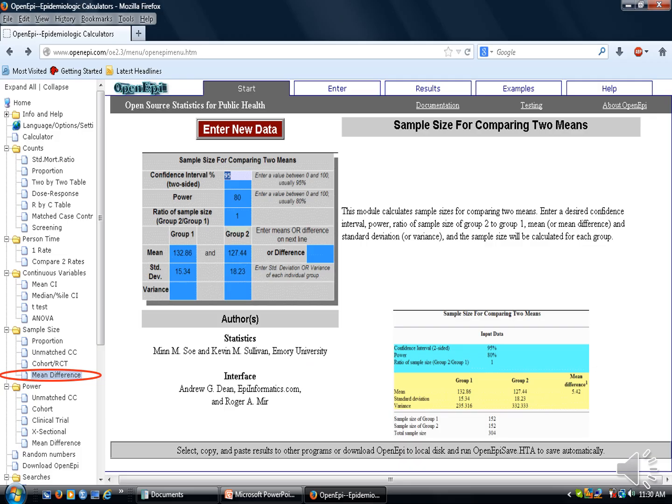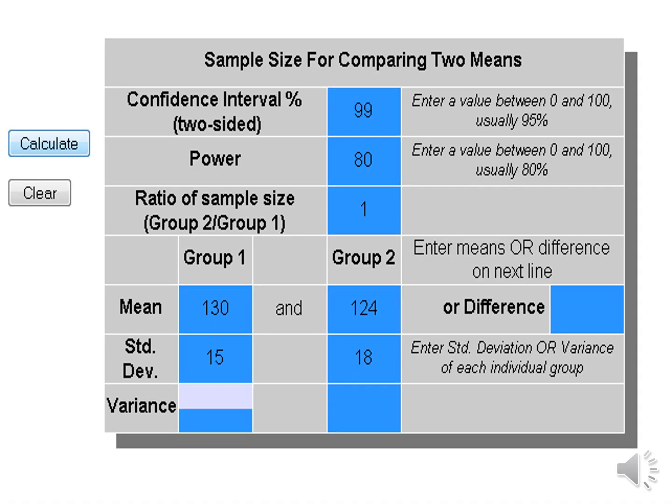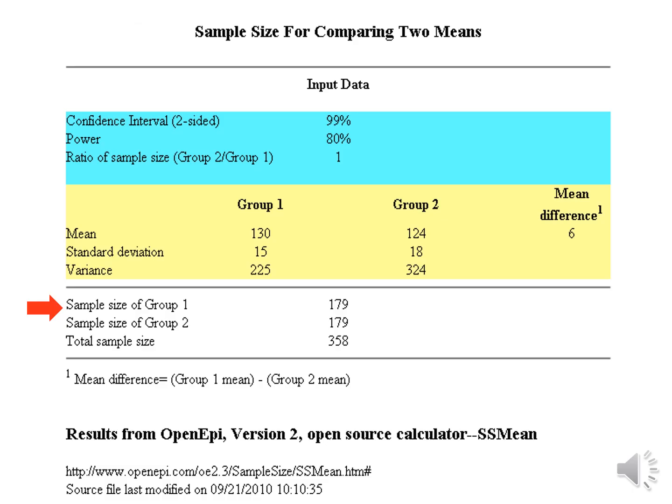Using EpiInfo, under sample size, go to mean difference. It will open this window and you have to change the default values. The confidence interval is 99%. You have a power of 80%. The mean systolic blood pressure for group 1 is 130 with a standard deviation of 15. And the mean systolic blood pressure for group 2 is 124 with a standard deviation of 18. The results show a sample size of 179 per group.